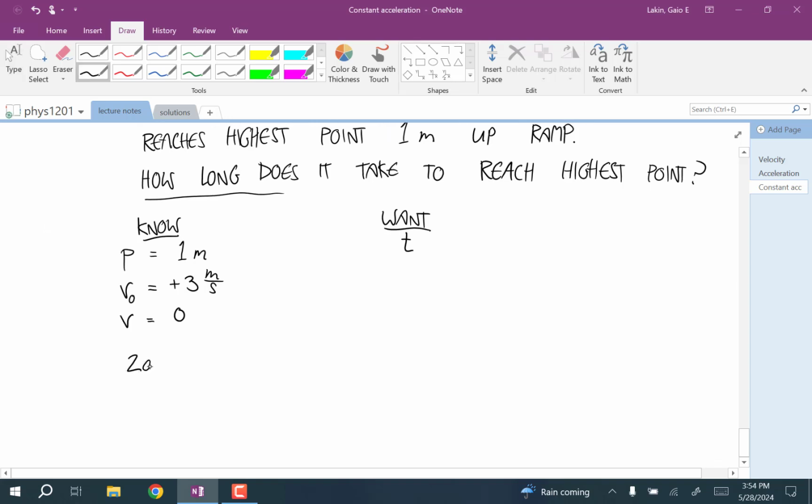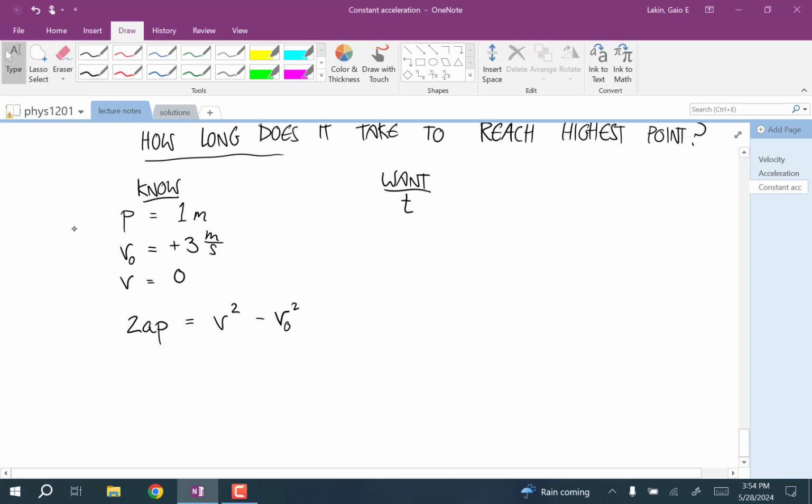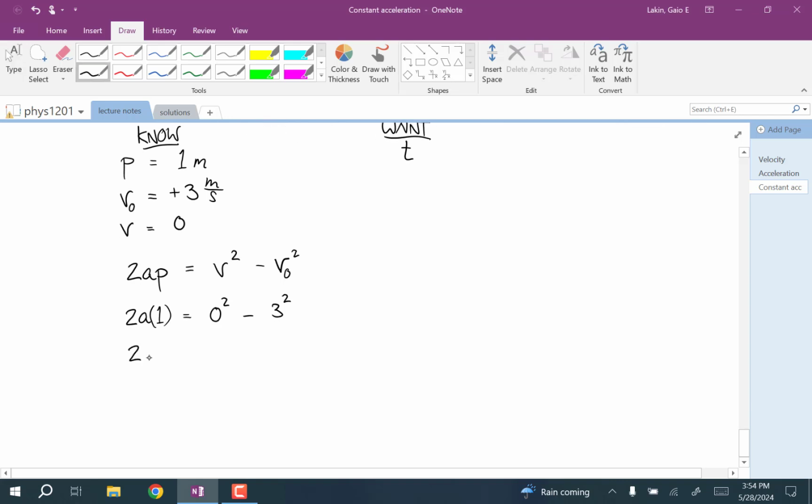So I'm going to use the equation 2ap is equal to v squared minus v0 squared. So 2a times 1 is equal to 0 squared minus 3 squared. So 2a is equal to negative 9. And so a is equal to negative 4.5 meters per second squared. And now that we have that, that's one more bit of information we can use to try to find t.